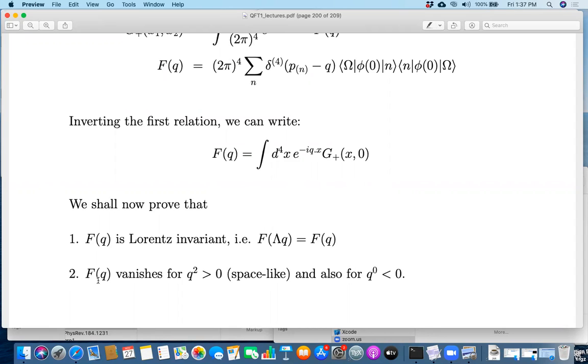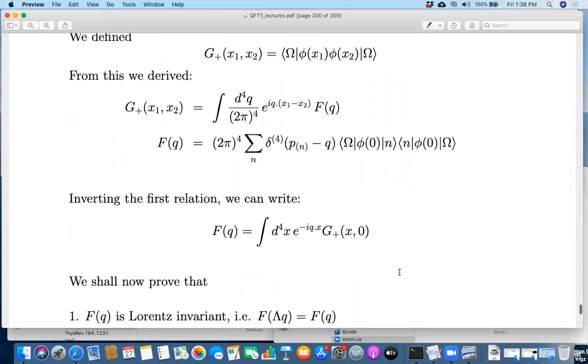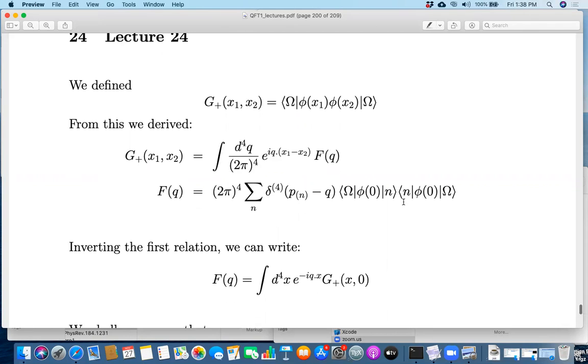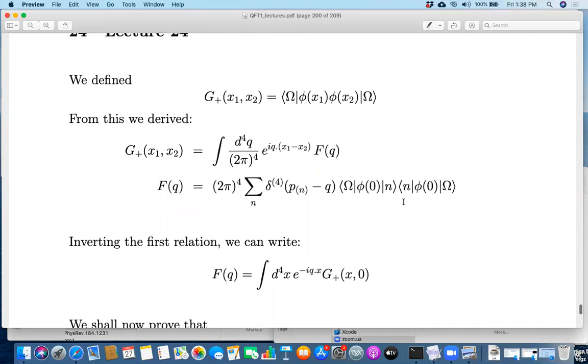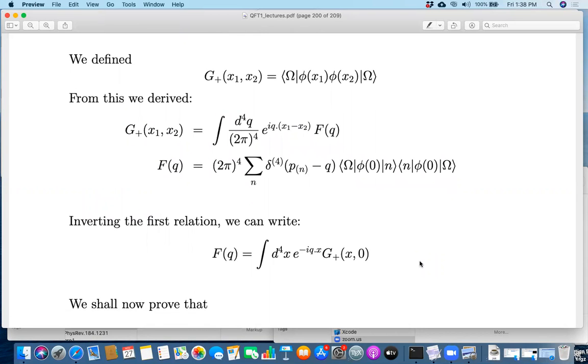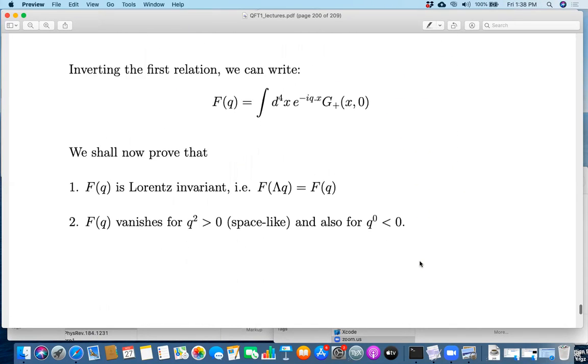The second property that we'll try to prove about fq is that fq vanishes whenever q is space-like, and independently of this, whenever q0 is less than 0. So we'll see how to prove these two relations using the relations that we already have here. Are there any questions on this? Okay, so this is what we had arrived at yesterday. If there are no questions, I'll proceed.